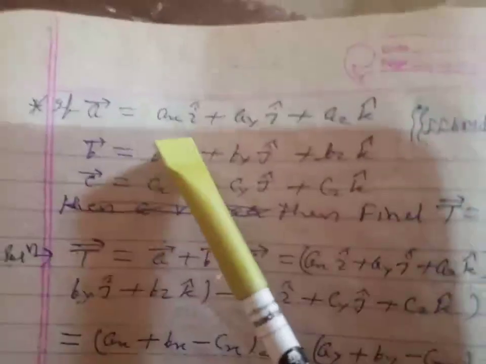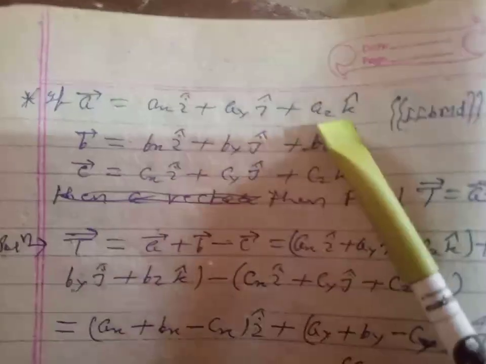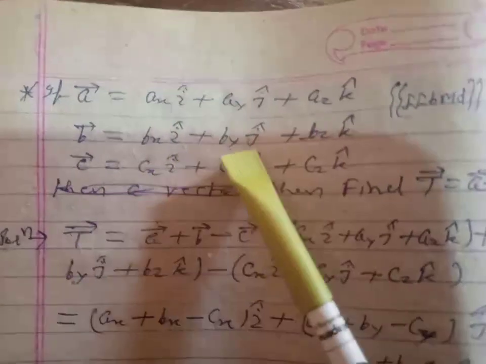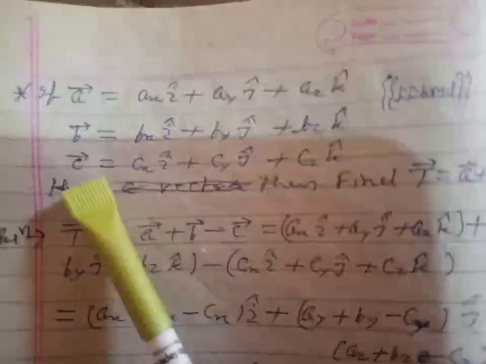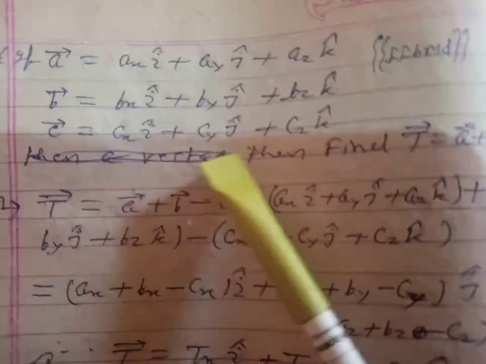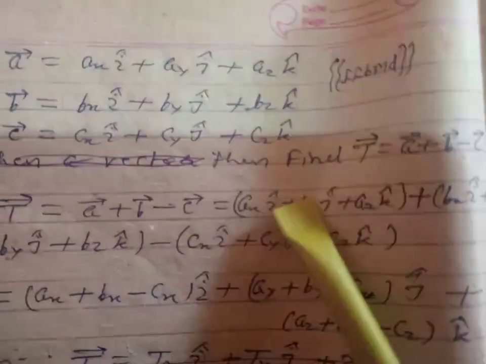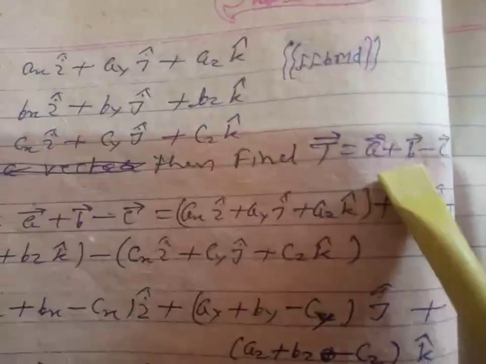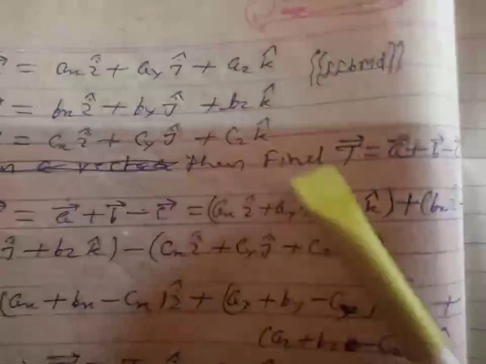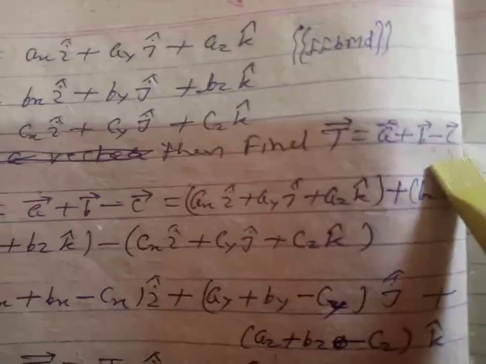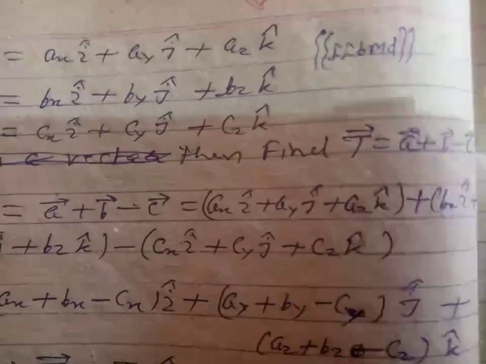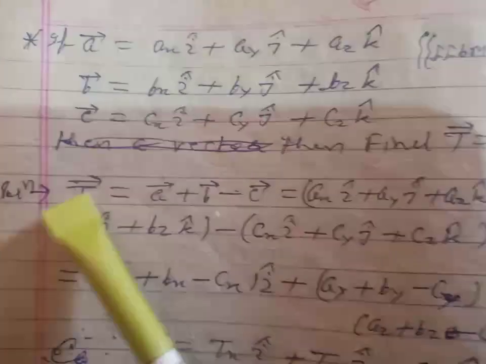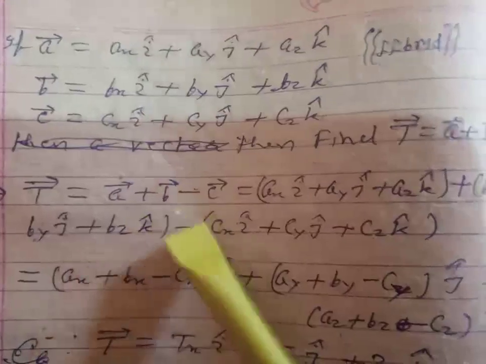For example, if we have a vector equal to ax i cap plus ay j cap plus az k cap, b vector equal to bx i cap plus by j cap plus bz k cap, c vector equal to cx i cap plus cy j cap plus cz k cap, find t vector equal to a plus b minus c. We have to find this vector a plus b minus c. So simply we use algebraic operation. We have t vector equal to a plus b minus c.